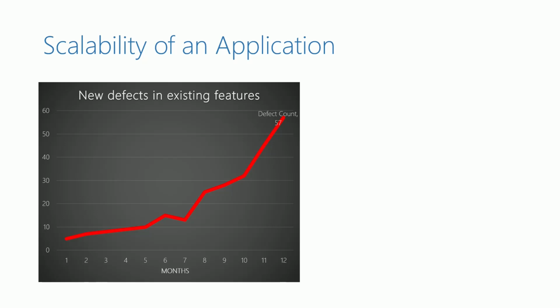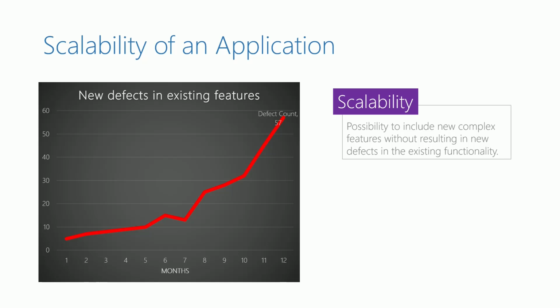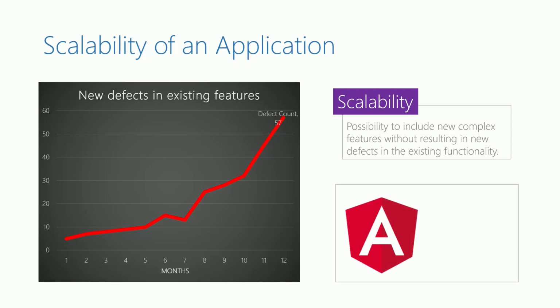This graph is a sample representation of how defects may gradually increase in the application over a period of time. With this context, let us understand what a scalable application is. If an application is said to be scalable, it means the possibility to include complex features into the application with the certainty that it is not going to result in new defects in the existing features that are working correctly. If Angular applications are developed with the right design, then it is possible to make our Angular application a scalable application.